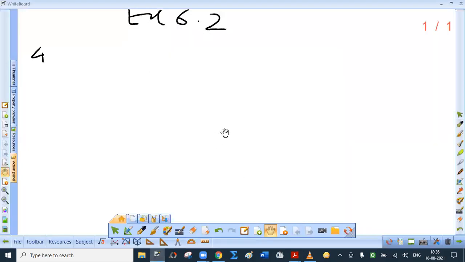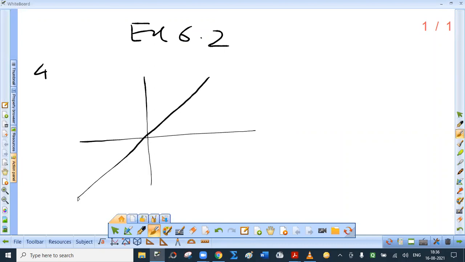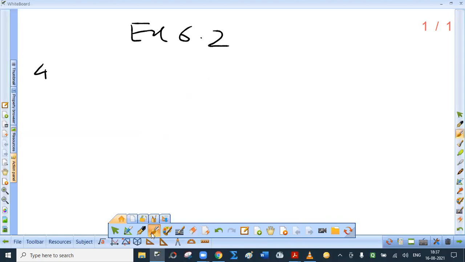Nobody has answered this question. Yes, what will be the graph of this function? Identity function, y equal to x. It will be a straight line, bisecting the angles in the first and third quadrants. See, this is the line y equal to x, 45 degrees. Okay. Yes. Now we'll be doing the second sum.